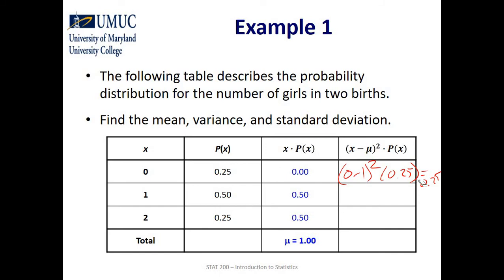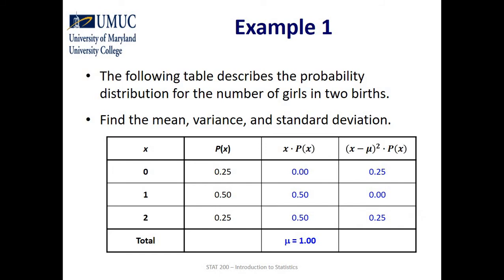Okay? That one is pretty easy. That's just 0.25. For this next one, now we have 1 minus 1 squared times 0.5. Well, 1 minus 1 is 0, so 0 times 0.5 is just 0. So that one's pretty easy as well. Now we have 2 minus 1 squared times 0.25. So 2 minus 1 is 1, squared it is still 1, times 0.25 is 0.25. So this term is just 0.25.